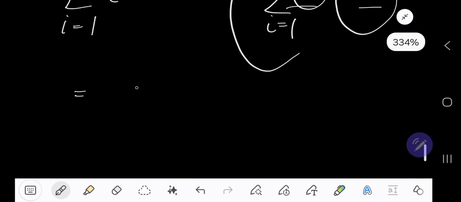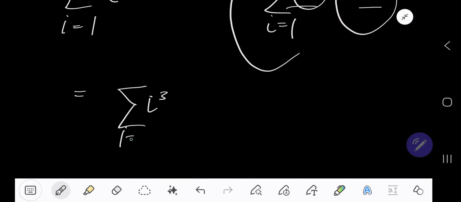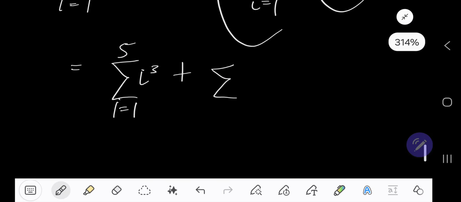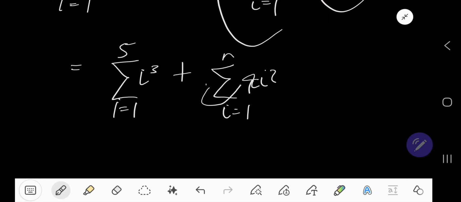When we separate them, we will get the summation of i cube from i equals 1 to 5 plus the summation of 4i square from i equals 1 to n. Alright, according to the constant multiple rule, we can bring this 4 outside here.